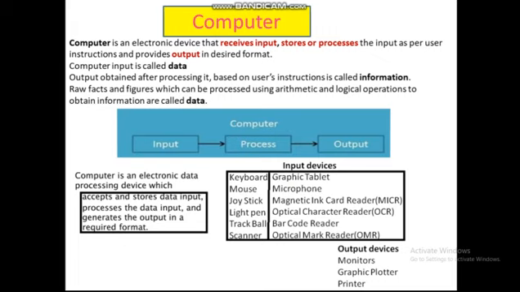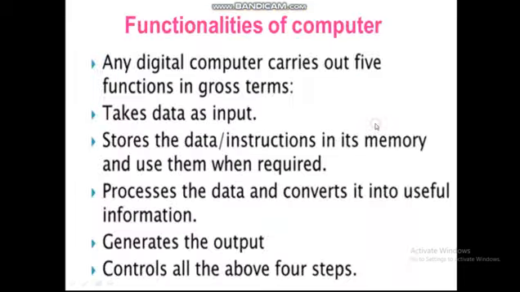Data means the raw facts and figures which are processed. That data will be given into the computer, or input into the computer, using certain devices like keyboard, mouse, microphone, graphic tablet or barcode reader, etc. The computer fetches this data using the input device, and it stores and processes the data according to the instructions given to it, and then it gives the output in the form of information using output devices like monitors or printers, etc. So a computer is given the input data, it stores and processes according to the instructions, and the output is given. And all these things are controlled and generate the output.